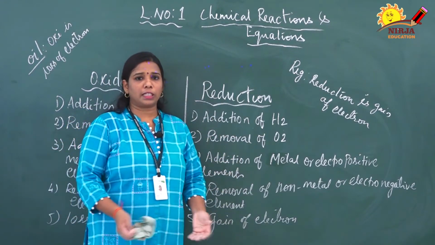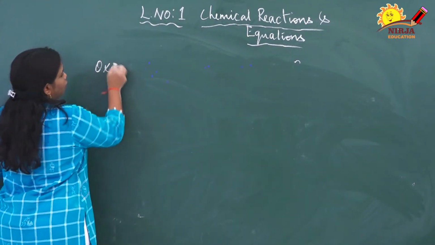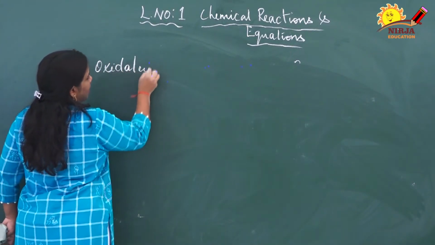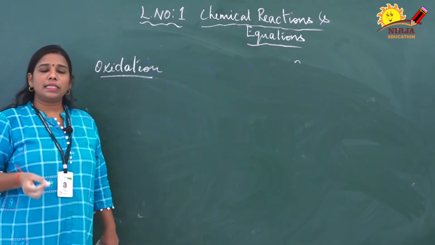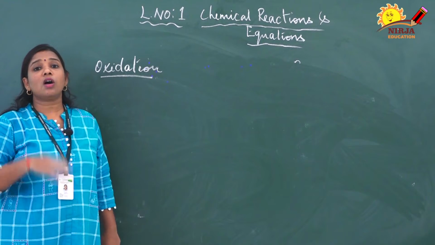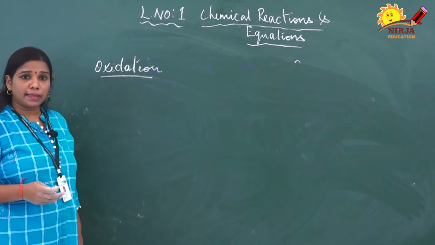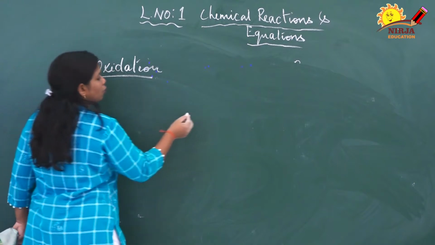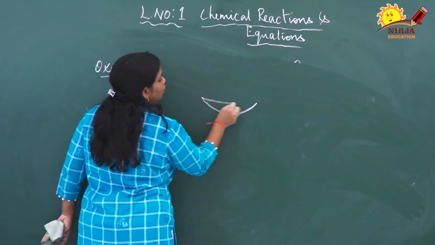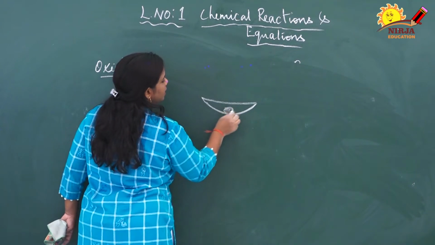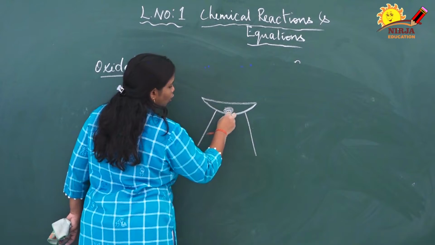Next we are going to discuss the examples. First, the oxidation example. As we know, oxidation is adding of oxygen or removal of hydrogen. This is your book exercise example. Take a china dish, take some grams of copper in it, and heat the copper.